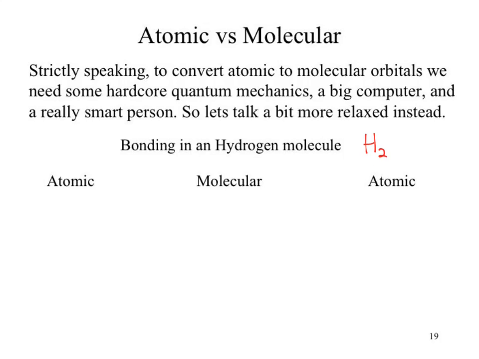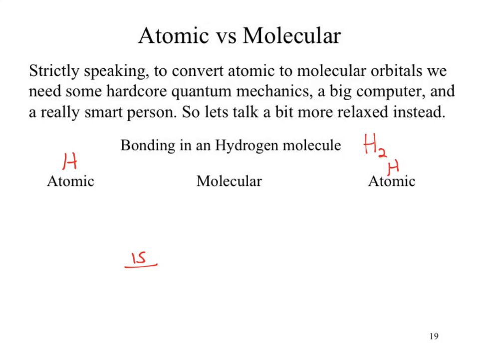Okay, so now what I'm going to do is take a look at what's known as our molecular orbital diagram. I'm going to look at the atom of one hydrogen on my left and the atom of the other hydrogen on the right. Well, what's the atomic picture look like for a single hydrogen atom? How many electrons does it have? One. Where is that one electron? In a 1s orbital.